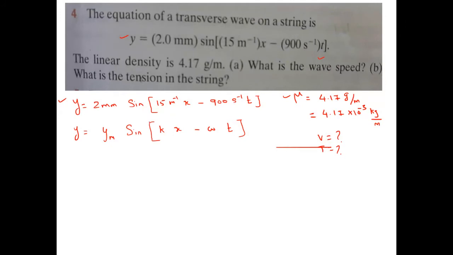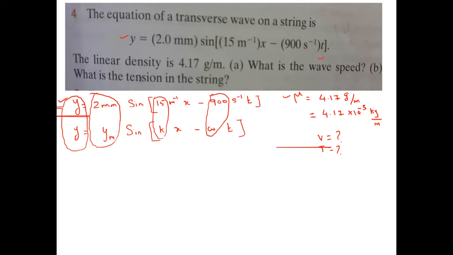Now you can see I am going to compare each and every term. So this is our y term. What is our amplitude? This is our amplitude, 2. What is our k? This is our k. And what is our omega? Our omega is 900. Am I right or not?